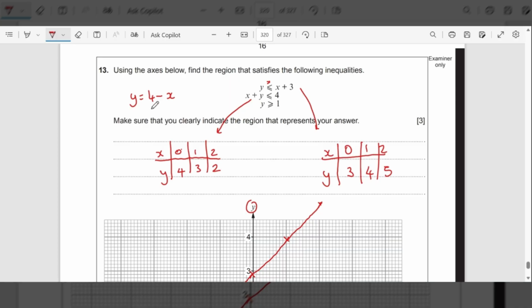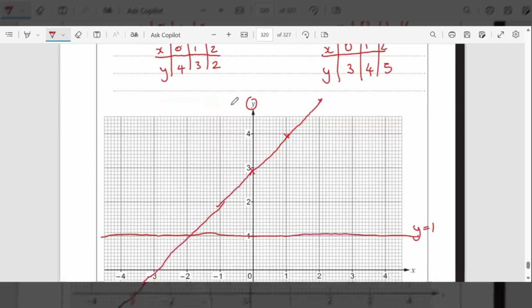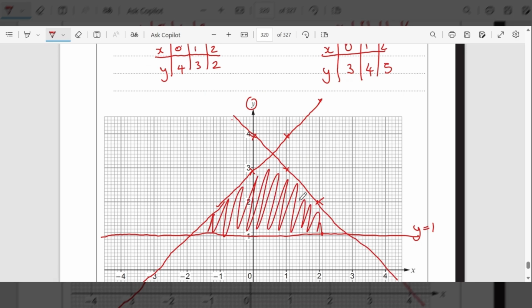Or you can do it this way and go 4 take away nothing, 4 take away 1, 4 take away 2 and get your answers there. But either way, it goes 4, 3, 2 as we're going along. And again, we connect them up as best we can. And hopefully, if we use a different color, nice if you've got a different color, you can see the triangle that you need to color in.